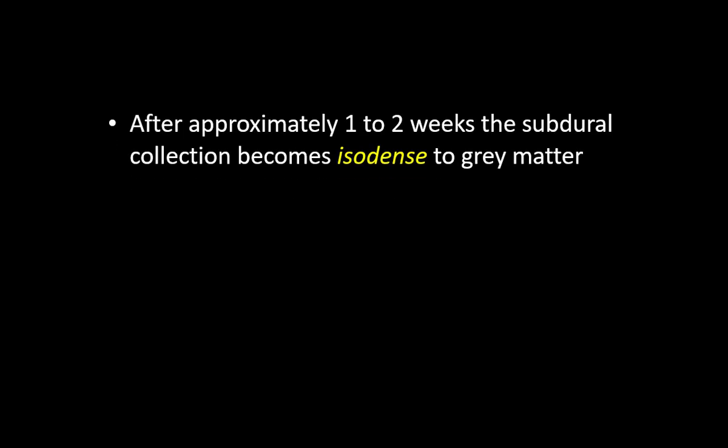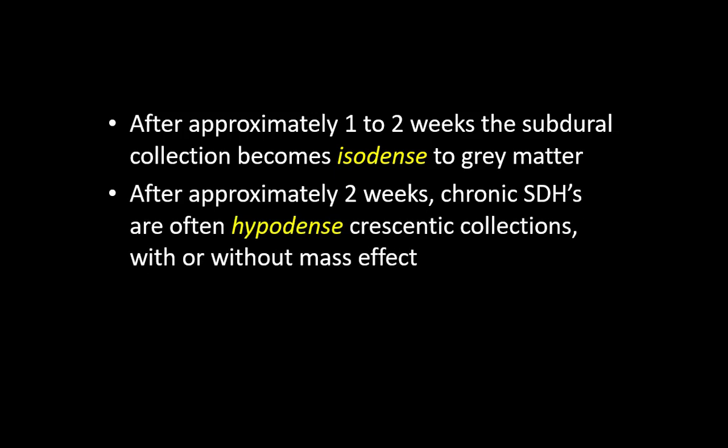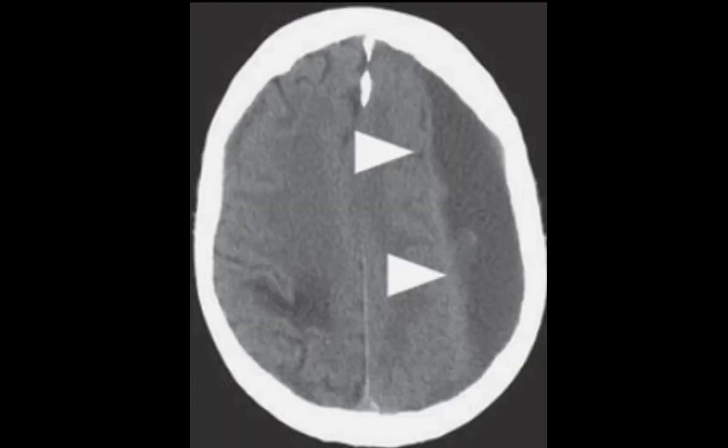After 1 to 2 weeks it becomes isodense, and on further aging it becomes hypodense, with or without mass effect depending upon the progress of the hematoma. So, what is this? This is chronic SDH because it has now become hypodense as compared to the brain parenchyma.